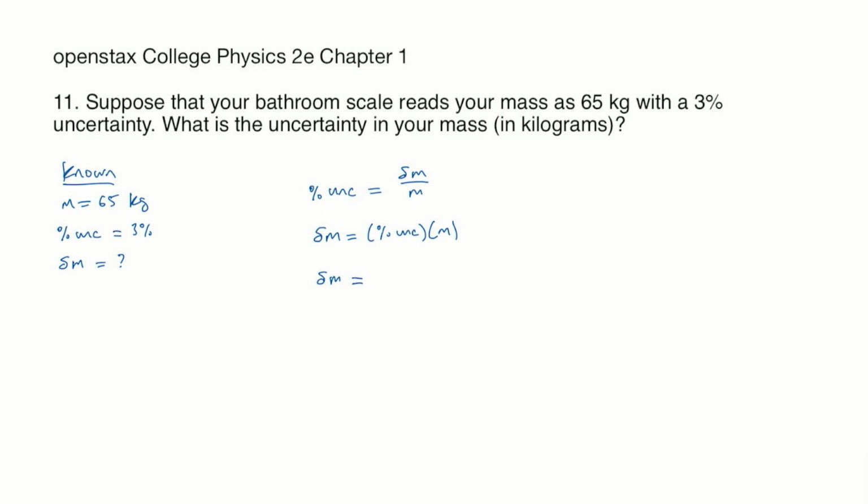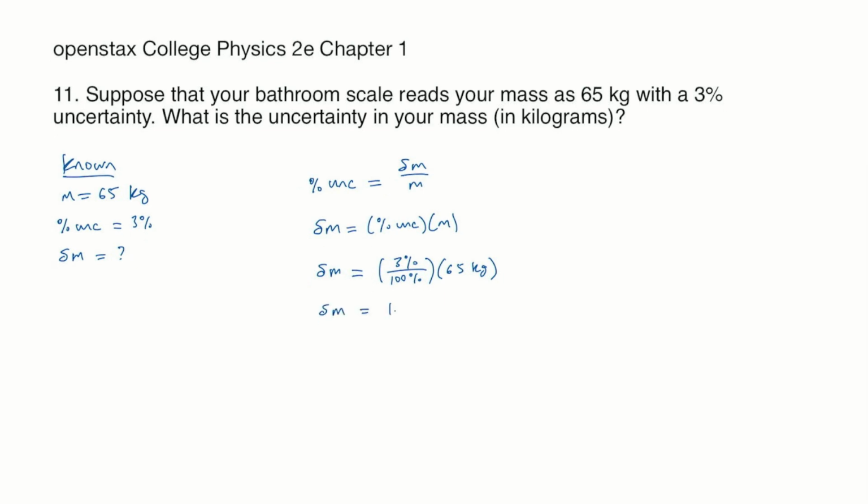And so we have the uncertainty is the percent uncertainty, so we have 3%. We need to convert that to a decimal, so we do that by dividing by 100%. And then multiplying by the mass, which is 65 kilograms. This gives us an uncertainty in the mass of 1.95 kilograms.